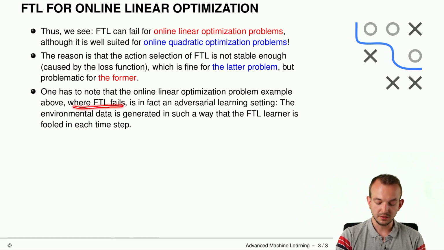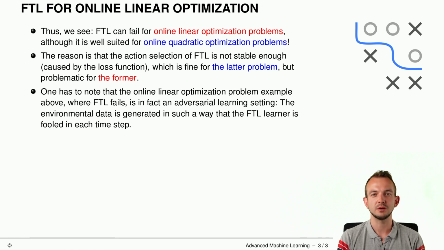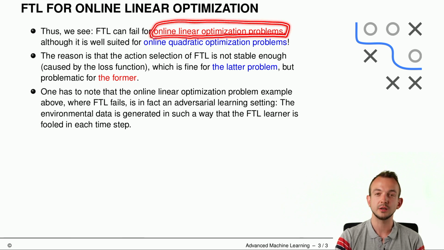So it might be the case that the follow the leader algorithm in practical application performs quite well for this task of online linear optimization problems, but theoretically, as we just saw, there is a flaw. So it can have a linear regret, which is something we want to avoid. And the question is, of course, how can we avoid this? How can we modify the follow the leader algorithm such that we don't suffer, in the worst case, a linear regret for online linear optimization problems? And this will be the question for the next video.